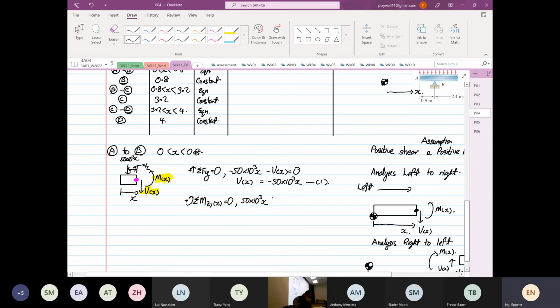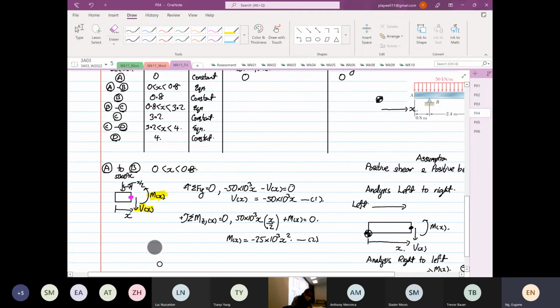x, then we multiply by x over 2, right? Then we add m as a function of x. The whole thing is equal to 0. So from here, we have m as a function of x is equal to minus 25 times 10 to the power 3 x squared. Okay, so that is our equation. So equation 1, equation 2.